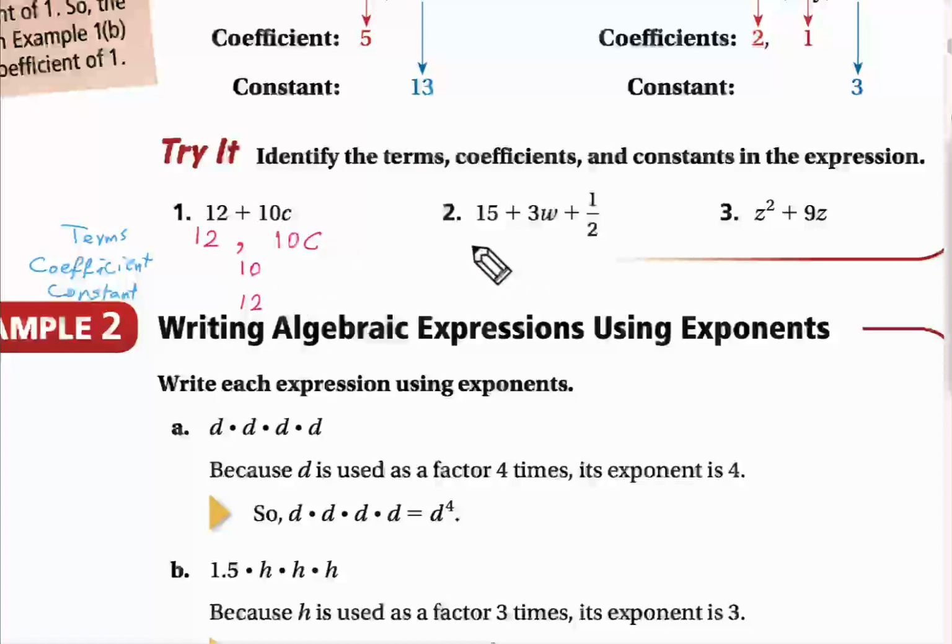What are the terms? The terms are 15, and this is one term, and the other term is 3W. Okay. And we have a third term here, which is one half. What are the coefficients? Or what is the coefficient here? 15 and 3W. The 3 only. We don't have any other coefficients.